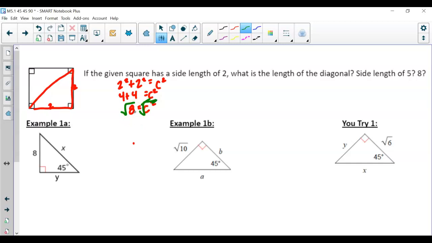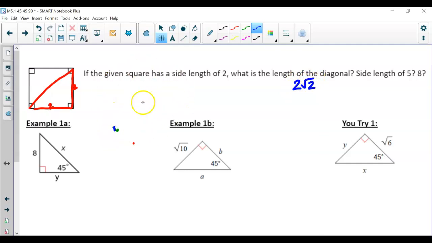So for example, I could break apart 8 into radical 4 and radical 2, because now what is the square root of 4? Because it's a perfect square. So it's like focusing on perfect square factors. So what is the square root of 4? Well, it's 2. So what is the length of the diagonal with a side length of 2? It is 2 radical 2.